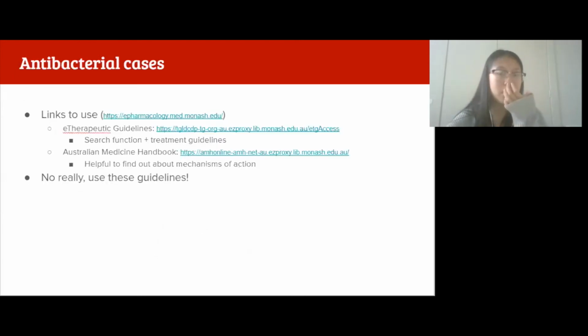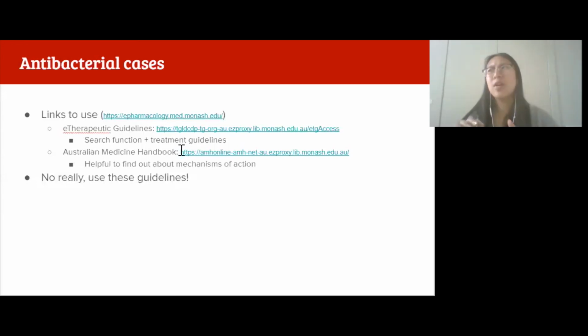In terms of some links to use when you go through these cases in your active learnings or your online modules, click on the ePharmacology Med Monash page, and on the right hand side it has two links for the e-Therapeutic Guidelines and the AMH that give you the proxy so you have access to it. E-Therapeutic Guidelines are used to search up conditions, and it will tell you the guidelines for prescribing, and if the person's pregnant or has allergies, what do you do? If they're young versus old, what's the dosage? It's quite helpful. You don't make stuff up, you just follow the guidelines, have a read of them. It's really key. Make sure you use them.